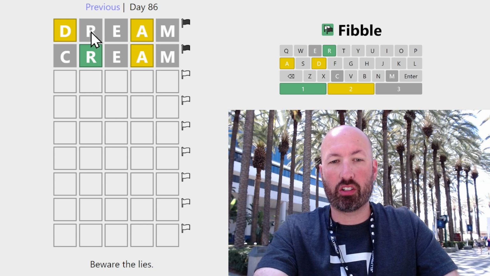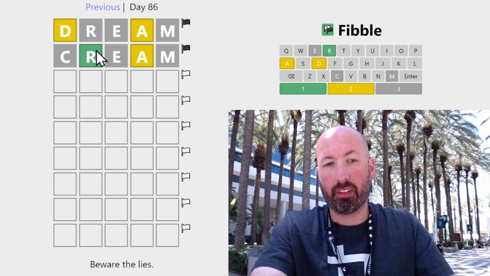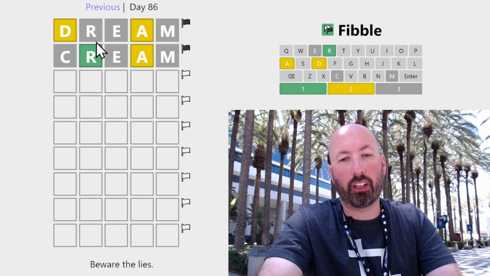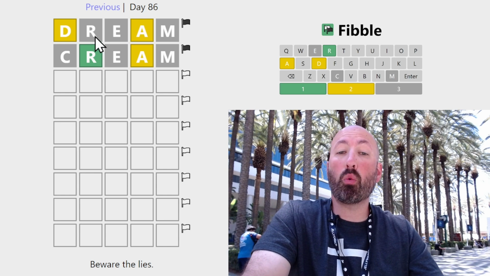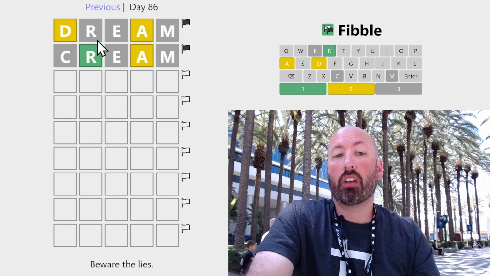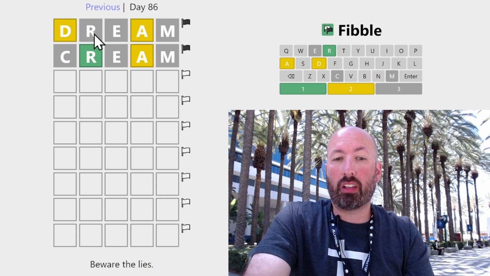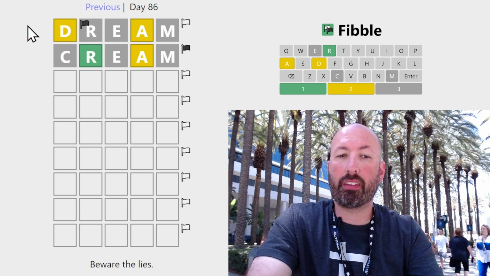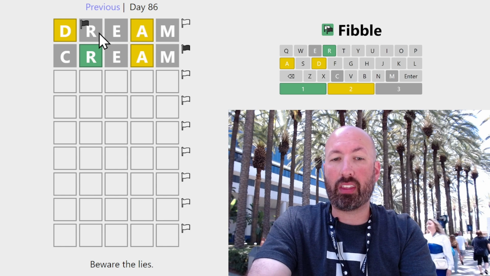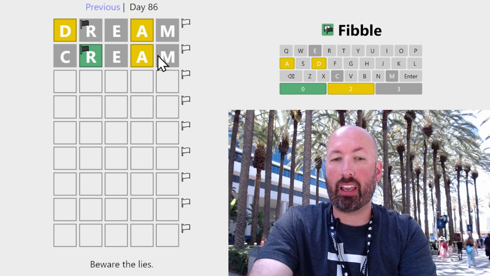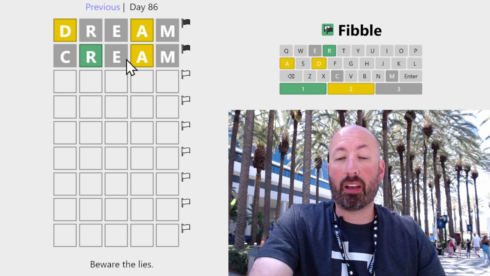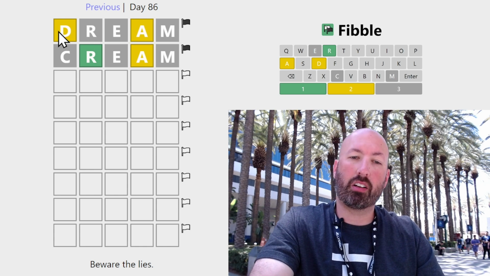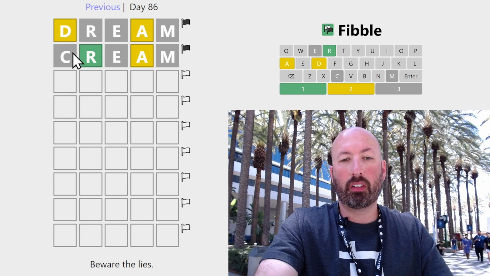So we get the two R's here, so we know one of these two R's is a lie. Guaranteed. Now, they could both be lies, couldn't they? But whichever one is a lie, at least one of them is a lie. So, let's say this one's the lie. The E, the A, and the M therefore have to be true. If this is the lie, this E, A, and M are true. So we know the E, A, and M are true no matter what. So it's either both R's or it's one of the R's and the D or the C.